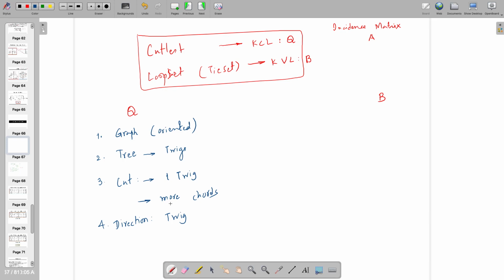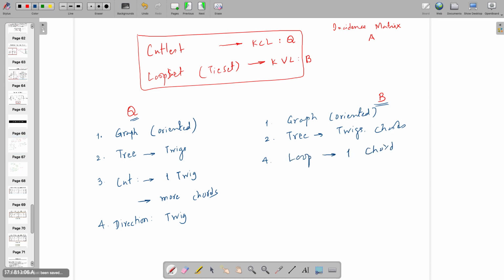And those are independent. When we are writing the B matrix, we of course draw a graph which has to be oriented. When we are saying oriented, it has to have some direction. We make a tree which will have all the twigs, others will be cords. When we make the loop, we make sure that there will be one cord and more number of twigs, and the direction of the loop set will be that of the cord, right? This was the summary of what we have studied, right?